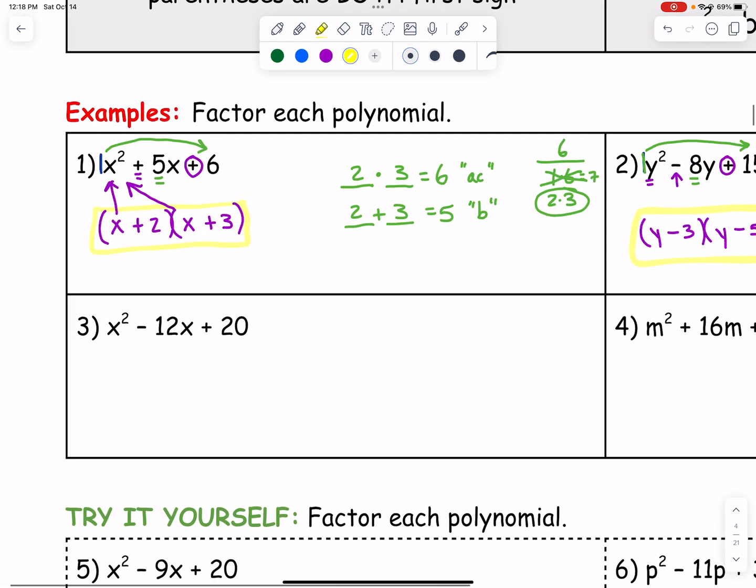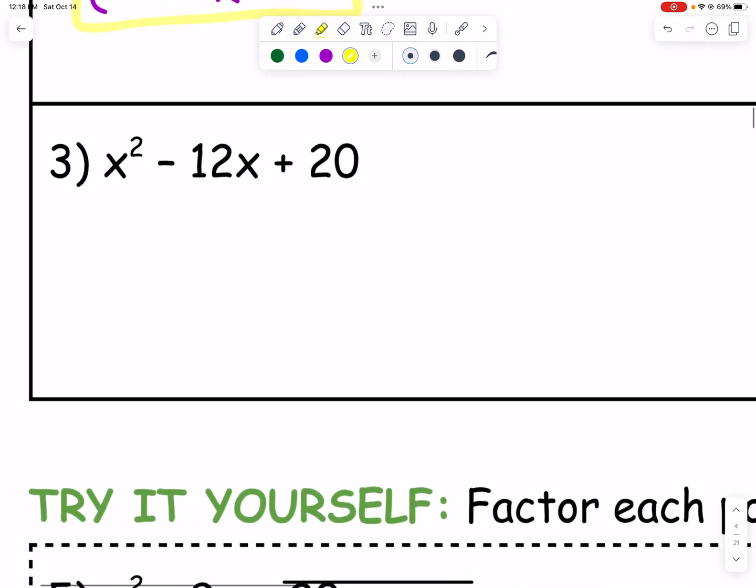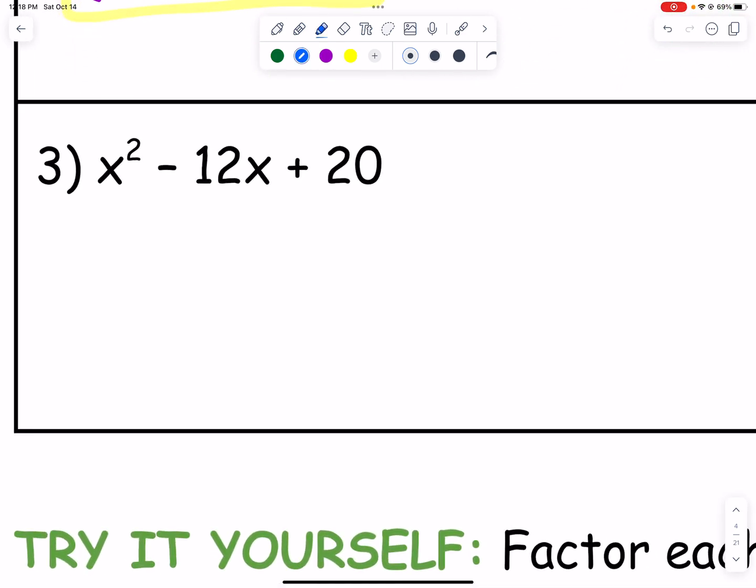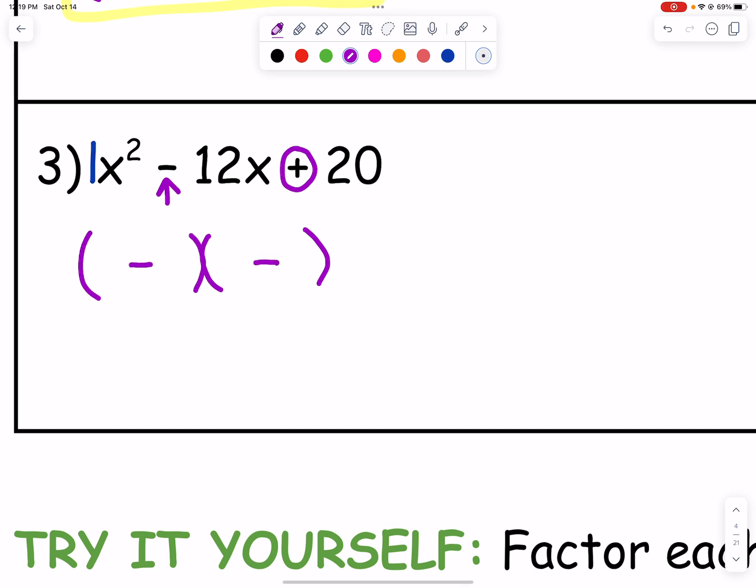Let's look at a few more. So we have x squared minus 12x plus 20. When a equals 1, we know we don't have a greatest common factor any more than 1, so we don't need to take anything out. So let's set up. We see our last term is positive, so that means both of our signs are going to be the same as the first term. So they're both going to be negative.